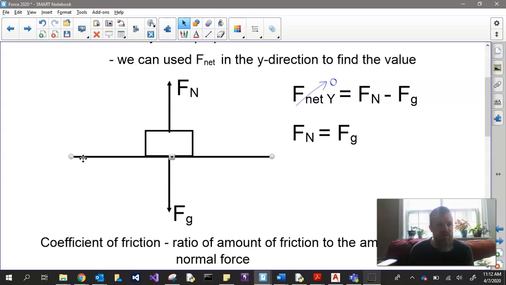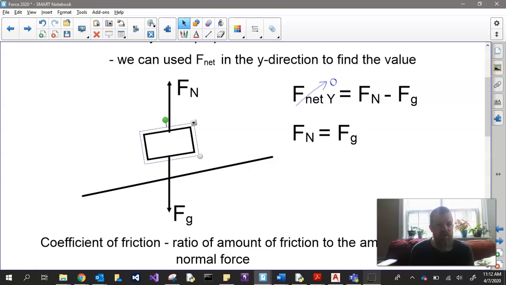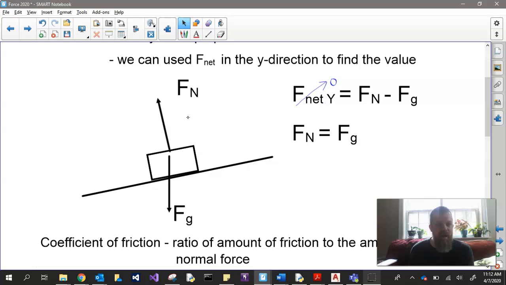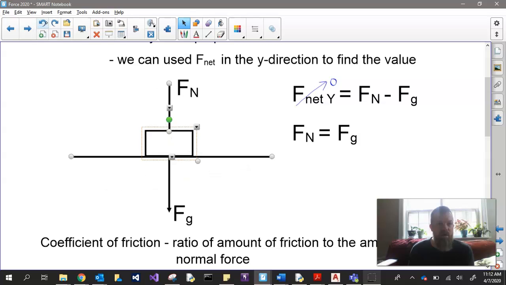If I took the surface, if I can move that, if I took the surface like this and I tilt that, then this is what would happen. Force of gravity is still downward, but then the normal force would actually act perpendicular to the surface, and then they're not equal anymore. So for what we're doing, we're only going to look at the horizontal surfaces. So these types of situations.